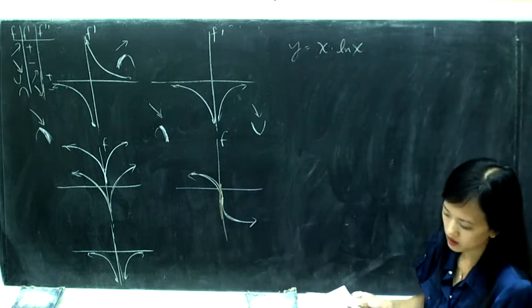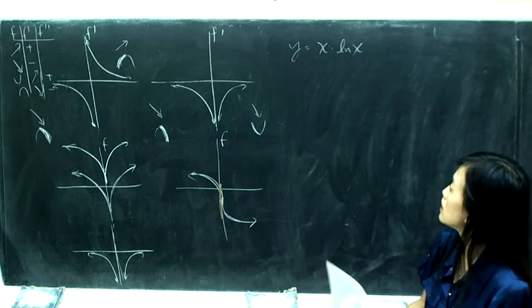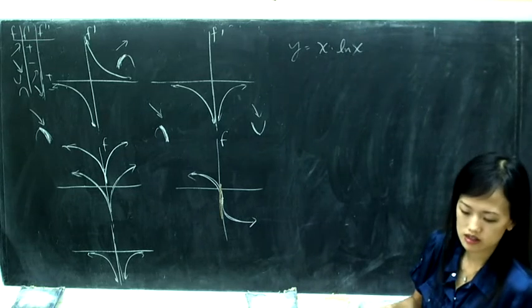We did an e, right? Let me see. What did I do? Yeah, we did an e type. Let's do an x times ln x type. Okay.